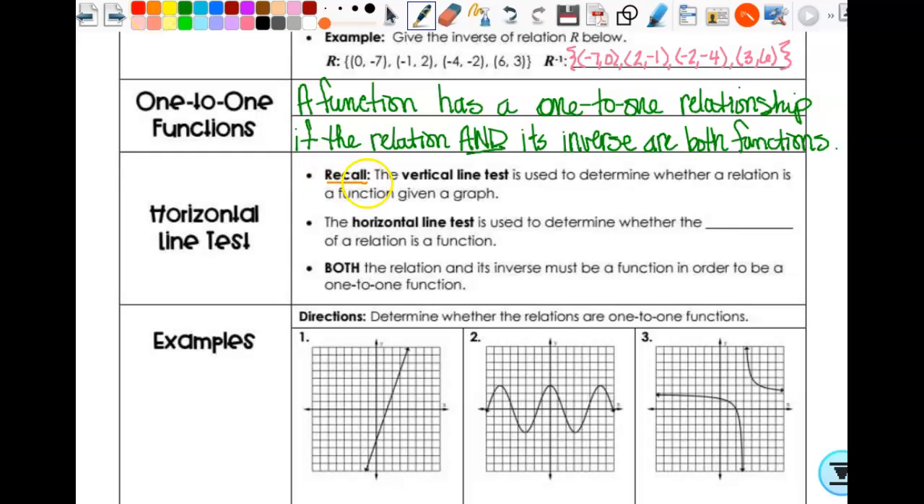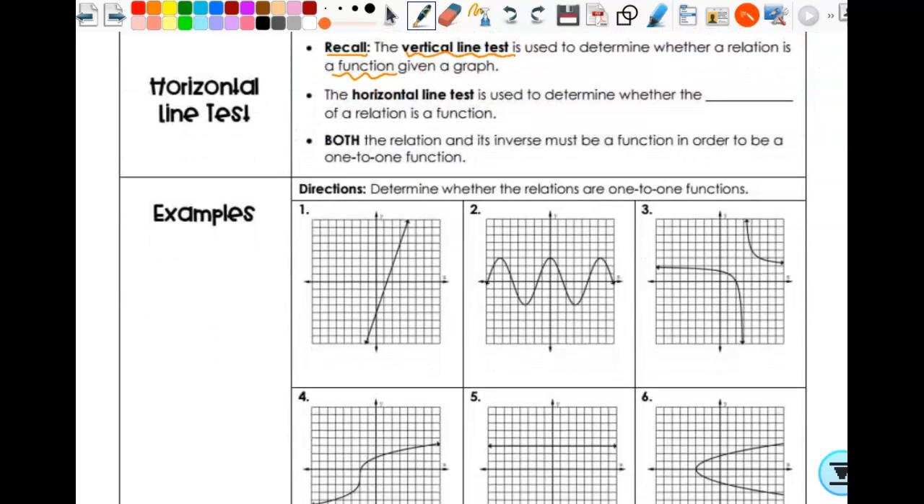Recall, meaning we already know this, that a vertical line test is used to determine whether a relation is a function when you're given a graph. We have a new test, which is just as easy as the vertical line test. It's called the horizontal line test. It's used to determine whether the inverse of a relation is a function. So without actually finding the inverse, we can figure out whether it would be a function. Both the relation and its inverse must be a function in order to be a one-to-one function.